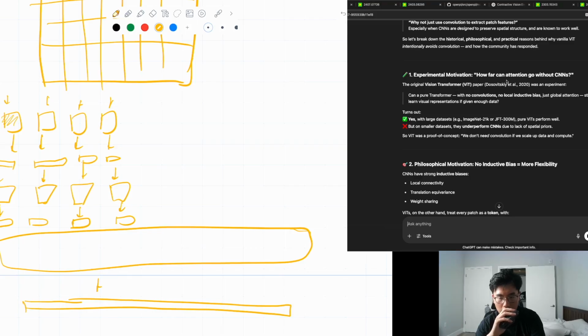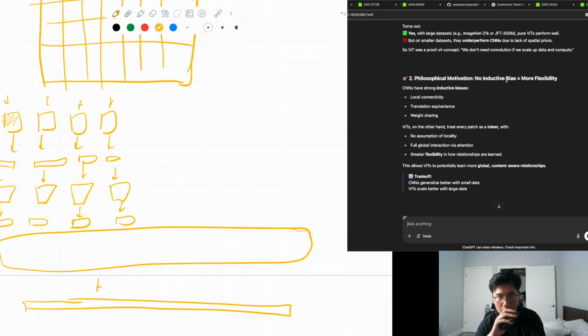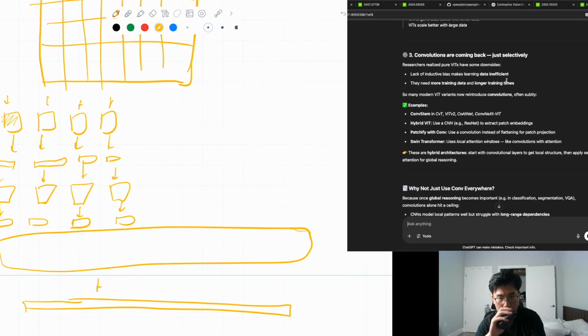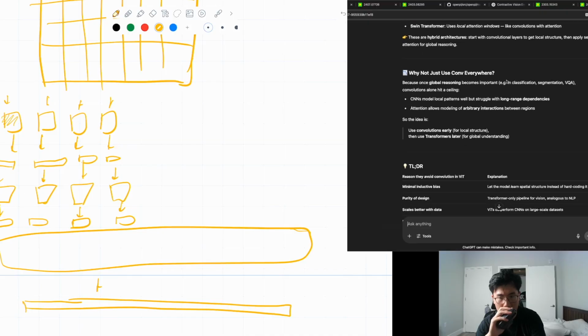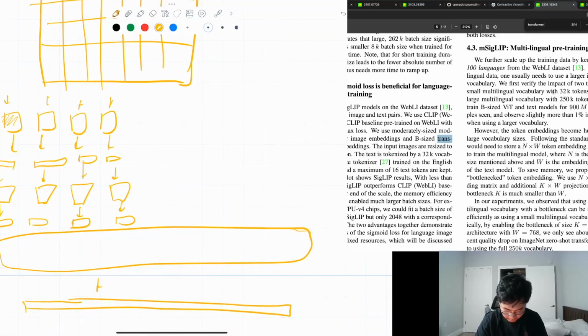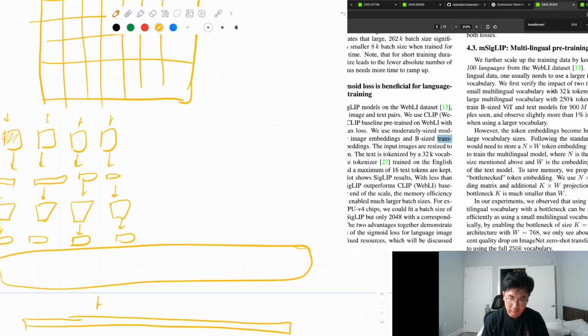Yeah, okay. With large datasets, pure ViTs perform well. We don't need convolution if we scale up data and compute. Convolutions are much better at extracting, they're more sample efficient, I guess, but they cannot learn deeper representations. Okay, wait, we're going down a different rabbit hole right now. But I guess we understand: we have these images, there are patches, and each of these patches of images gets flattened.